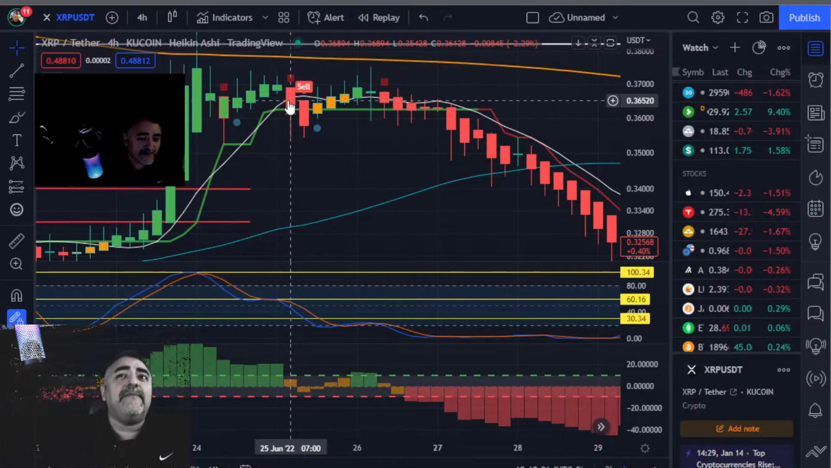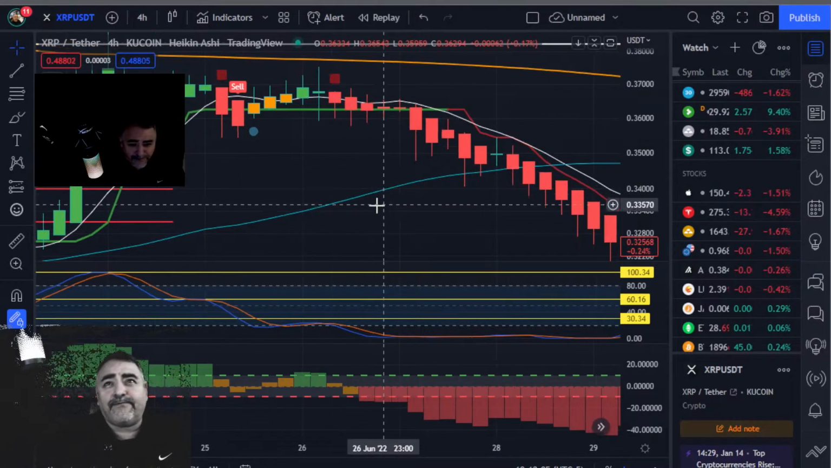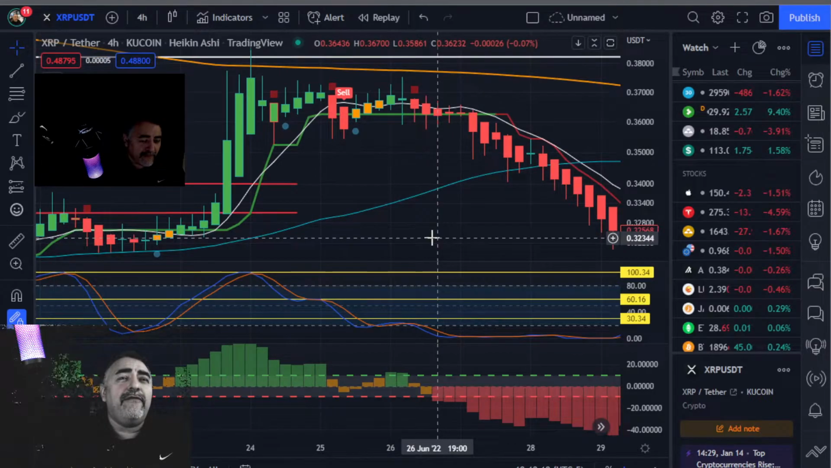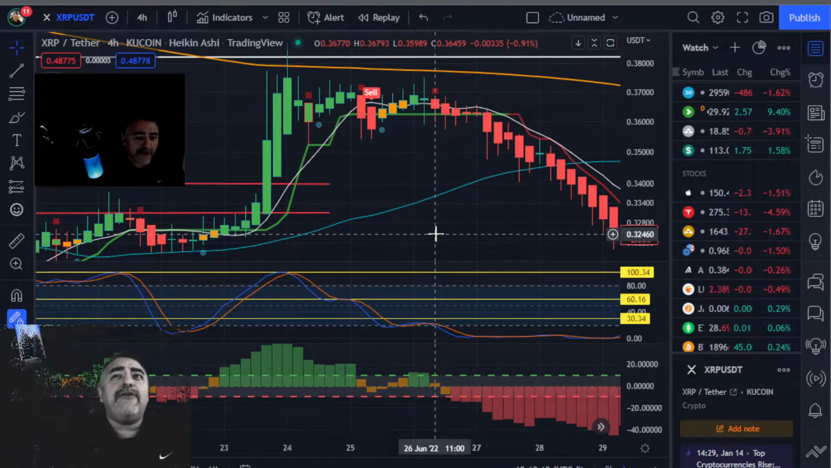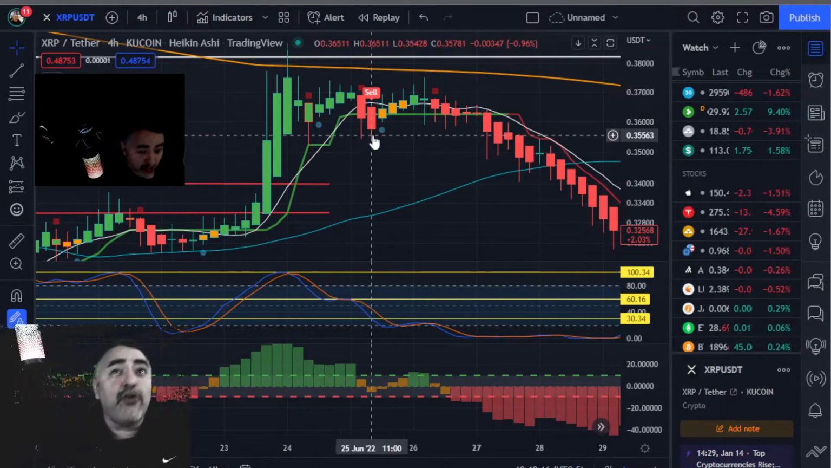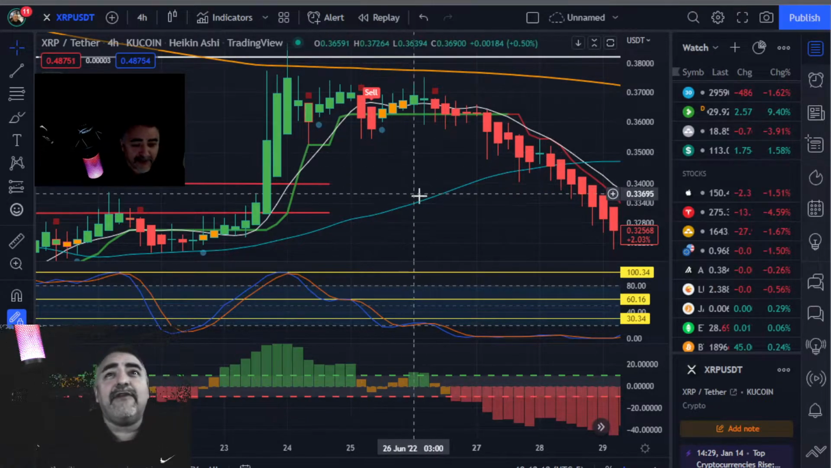Now, going into the short side, right? Since this coin made such a huge move, right? Now you're waiting to go into a short, right? So now the perfect short has to happen, right? So let's wait for that.